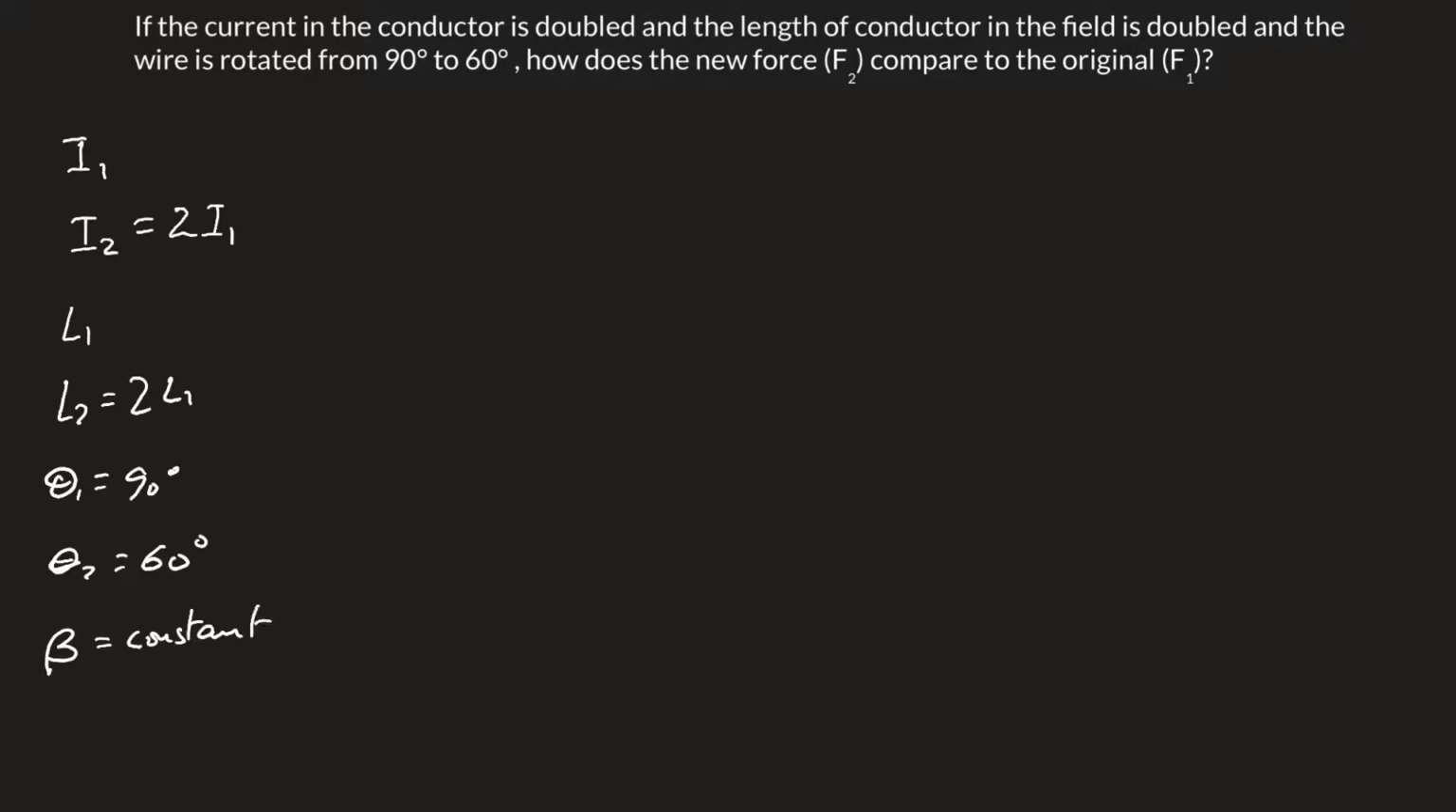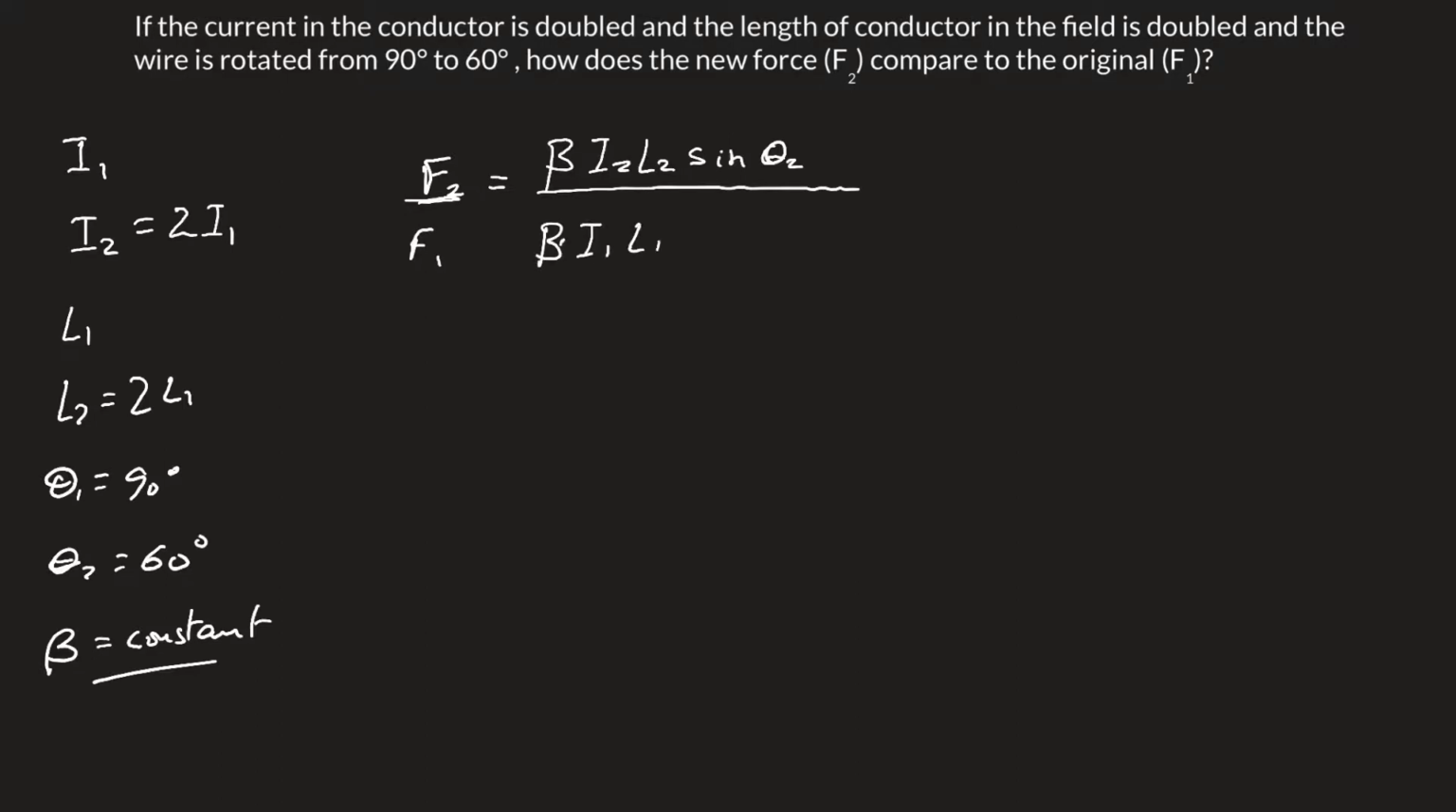Now, it doesn't matter what value we put here, and you'll see why, because we'll be able to start canceling some stuff out in a second. So we're comparing F2 to F1. So F2 is equal to, these are going to be fractions in just a second, so these are numerators of the fractions, some beta value times the second current times the second length times sine of the second angle, comparing that to F1, which is the same beta value, I1, L1, sine theta 1.